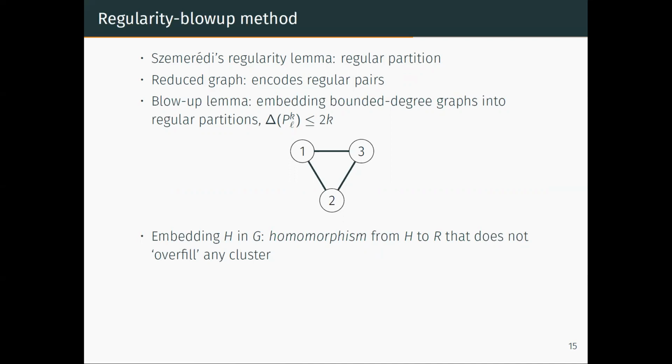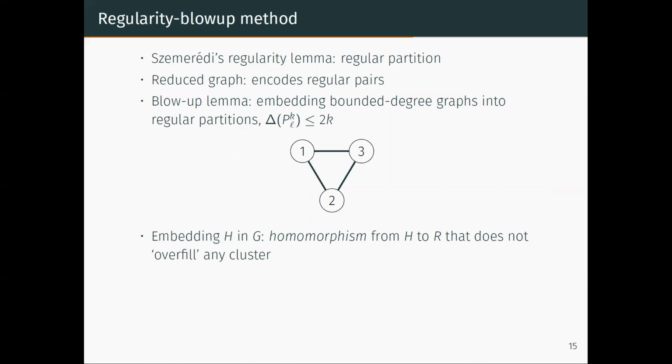The point here is that powers of paths are bounded degree graphs, and so you can embed them. For example, for the square of a path, if you had a triangle which came out of the reduced graph, then this corresponds to three clusters of vertices with regular pairs between them. The way you would embed the square of a path is that you would first put one vertex into, say, the first cluster, the second one into the second cluster, and go around these clusters, embedding the vertices.